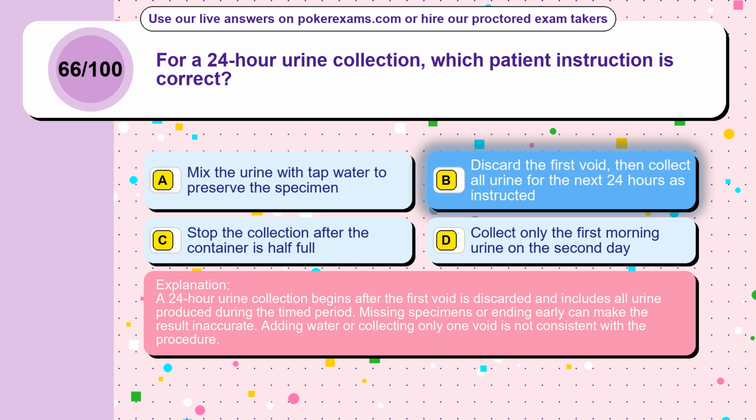A 24-hour urine collection begins after the first void is discarded and includes all urine produced during the timed period. Missing specimens or ending early can make the result inaccurate. Adding water or collecting only one void is not consistent with the procedure.